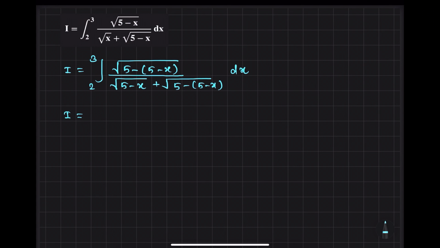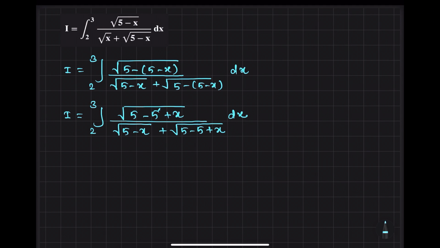So we will be having I equals integration from 2 to 3. Then if you open the upper bracket, you will have 5 minus 5 plus x, and then you will have the denominator as 5 minus x plus root 5 minus 5 plus x dx. So this thing gone, you will be left with root x. This thing gone, you will be left with root x. So if you consider the question as first equation and this as second equation, you will find that the base is same in both the cases.